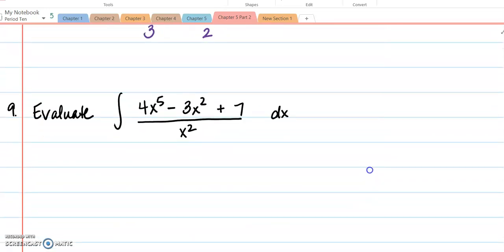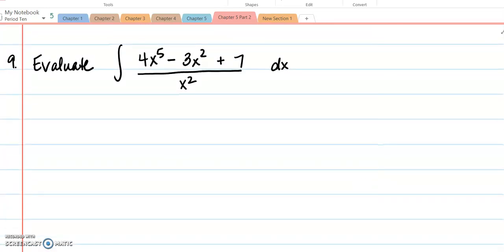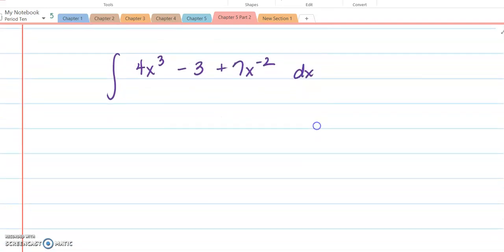And the last one for us is not to expand, but to simplify the division. So this is 4x cubed minus 3 plus 7x to the negative 2 dx. And now you can find antiderivatives of each of these. So this comes from x to the 4 minus 3x plus 7x to the negative 1 over negative 1 plus c.